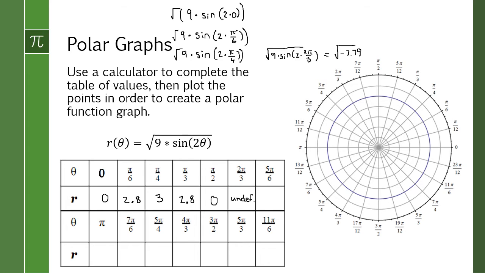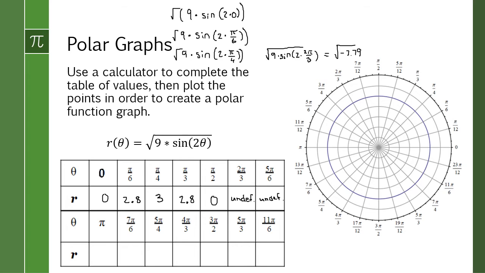If I try to do the square root of 9 times the sine of 2 times 5 pi over 6, that also gives me an error. So this is another angle for which the radius is undefined. The sine was probably something negative, so I ended up trying to take the square root of a negative number.